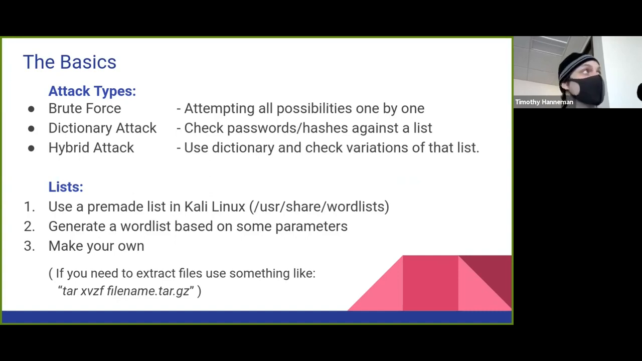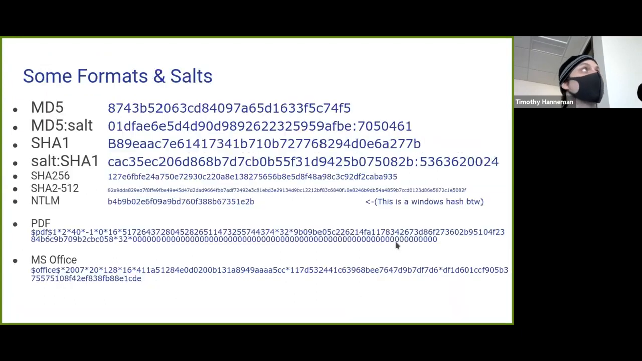You can find lists in Kali Linux in the /usr/share/wordlists directory. That's going to be important for NCL. You can generate a word list based on some parameters, and it's highly recommended to make your own word lists. You can also find a bunch online. Normally for NCL, the ones pre-built into Kali are sufficient for most of the passwords, maybe not all.